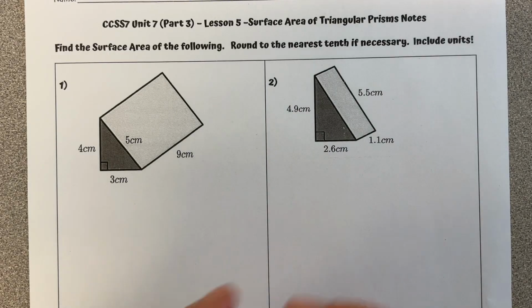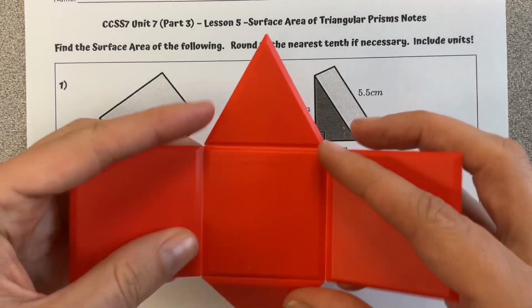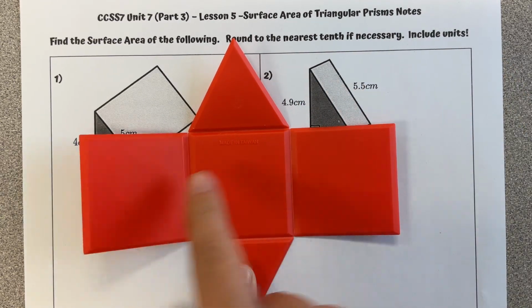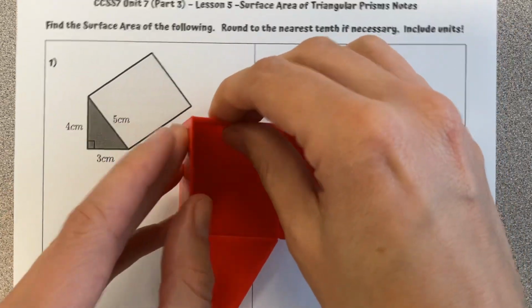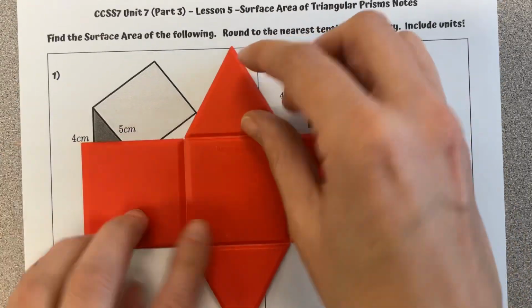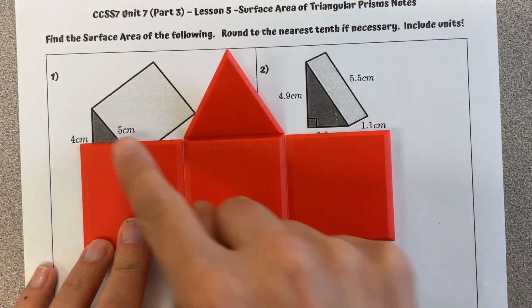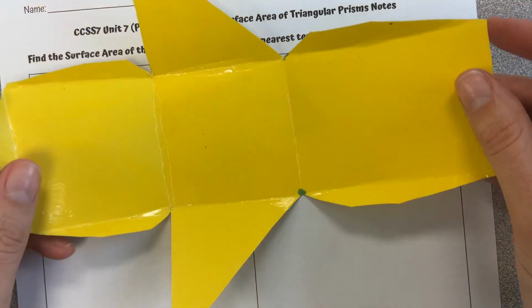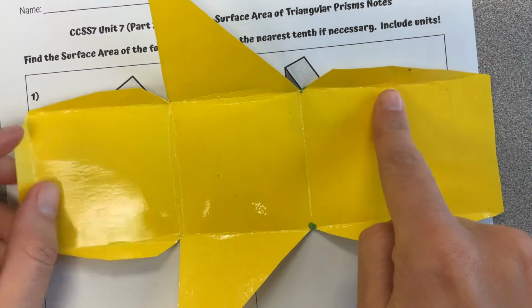When we look at this and think of it as a net for surface area, we have our two triangle bases and then we have three lateral faces. And those sides connect to the triangle. So the side lengths of these should be the side lengths of the triangle. It might be easier to visualize with something like this where we have different lengths.